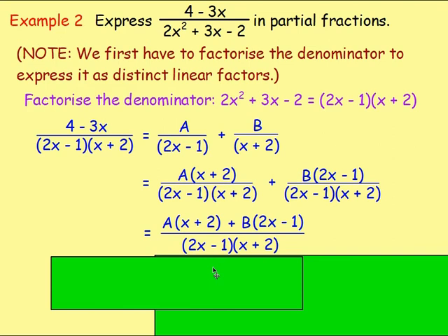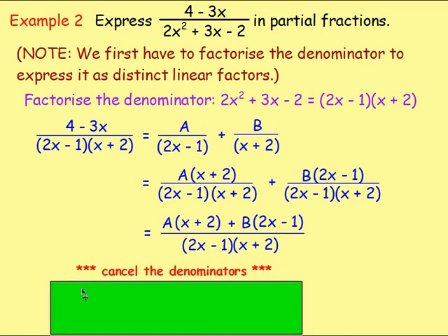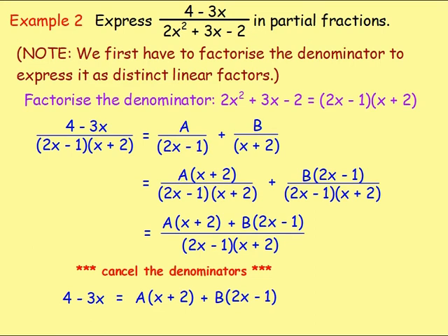Which means you can then add the numerators. So that would equal (A(x + 2) + B(2x − 1))/((2x − 1)(x + 2)). If you look at the left-hand side, that is over (2x − 1)(x + 2). The right-hand side is over (2x − 1)(x + 2). So let's cancel the denominators. That leaves us with 4 − 3x = A(x + 2) + B(2x − 1).